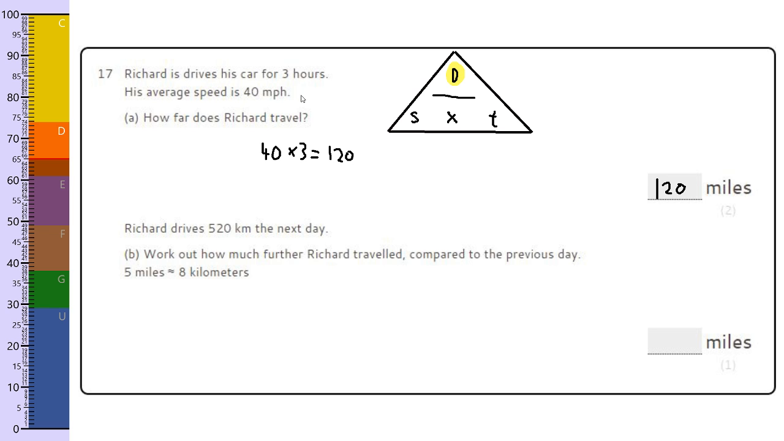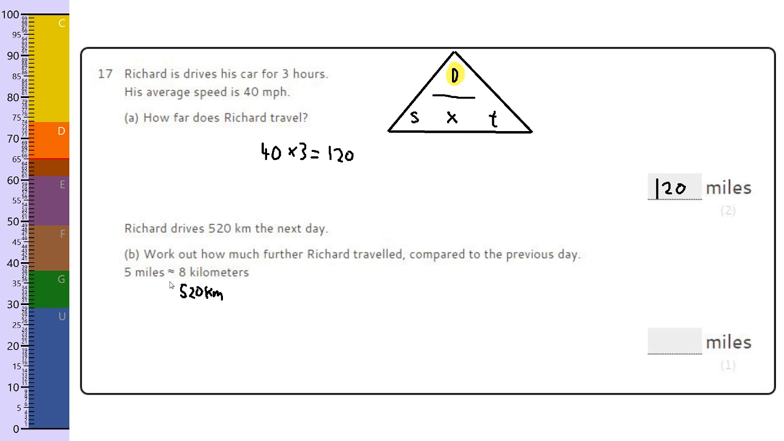Always double check the units. This is miles per hour, this is in hours, and this is in miles, so it's fine. Right, Richard drives 520 kilometres the next day. Work out how much further he travelled. So we need to get 520 kilometres into miles. So we've got 520 kilometres, and we need that into miles. So what I can do is divide that by 8 and then times it by 5.